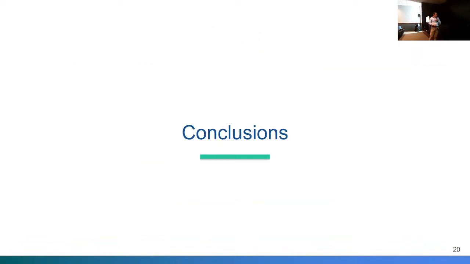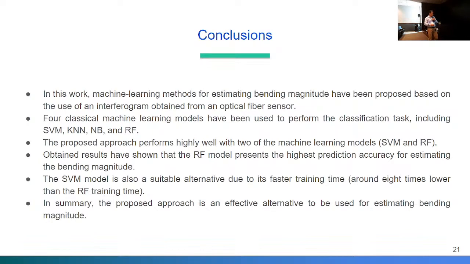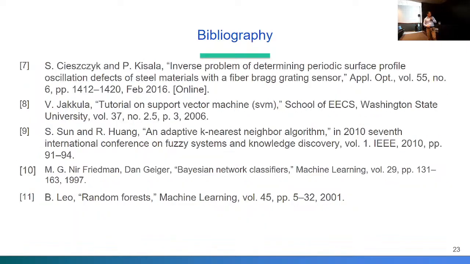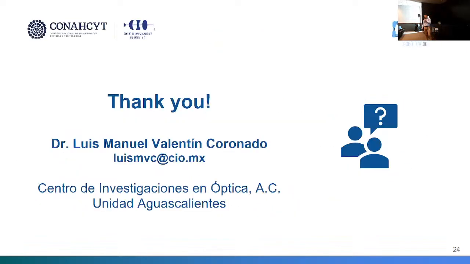Okay. Well, finally, as a conclusion, in this work, machine learning methods for estimating bend magnitude have been proposed. Four machine learning models were implemented and compared. The proposed method performs very well, specifically the random forest. And we see that support vector machines are also a good option for this kind of task. In summary, this proposed method is an efficient alternative for estimating bend magnitude. Well, there are some references for this presentation, and I'm very happy to answer questions.